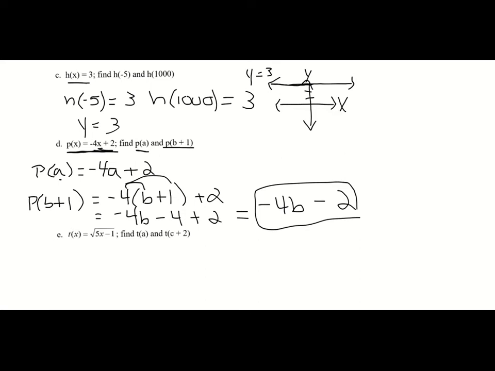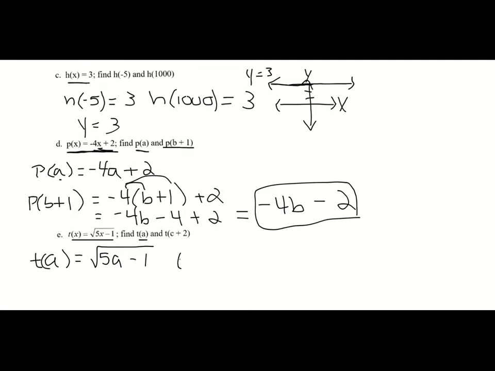All right, now we have t of x equals the square root of 5x minus 1, and they want us to do, again, t of a. So we're going to do t of a. Again, that just means we're going to have the square root of 5a minus 1, and there's nothing we can do to simplify that, so we're all done with that one.